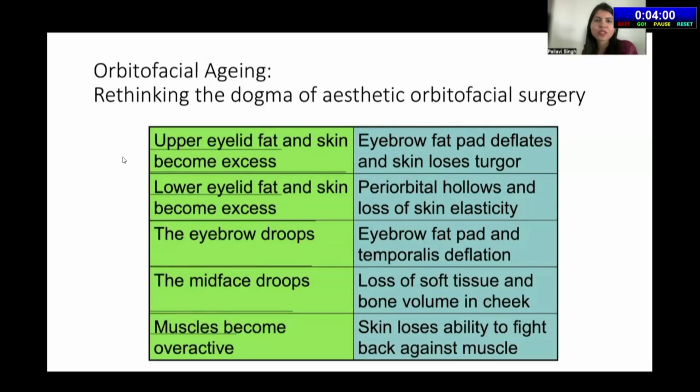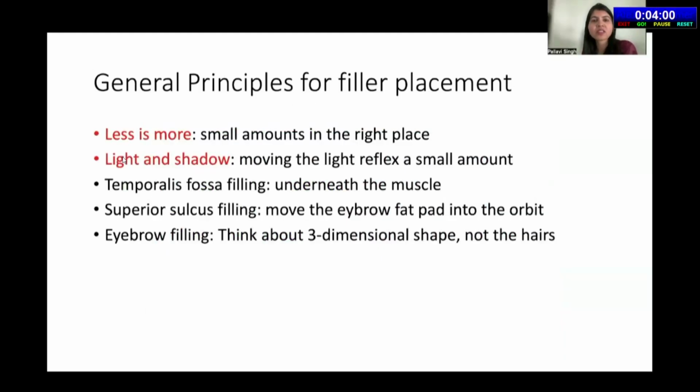So we have to change the way we think about these concepts. Earlier, we used to talk about excessive laxity of the upper eyelid skin. It's not as much laxity of the upper eyelid skin as it is the deflation of the eyebrow fat pad. Similarly, there is deflation and descent of your mid-face fat pads. And essentially with age and gravity, the skin is trying to combat the activity of the muscles. So once we look at it differently, I think we will be able to treat these aging changes differently as well. So some general principles that I really like to keep in mind for filler placement.